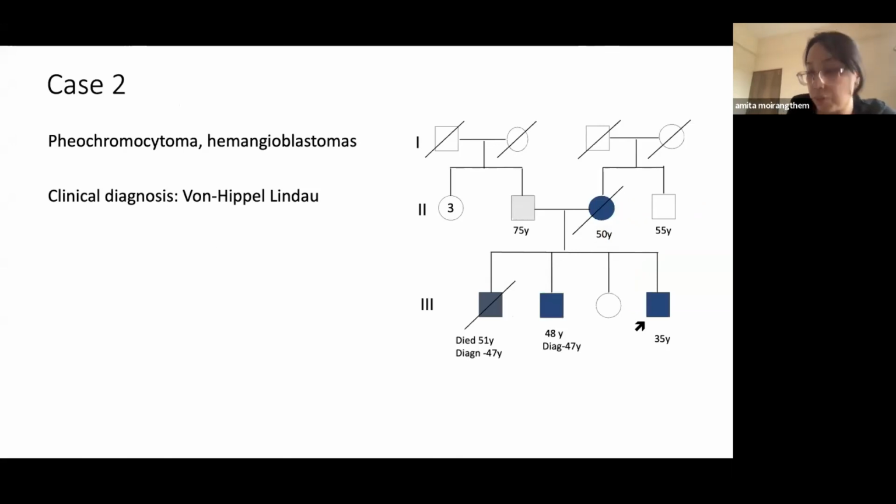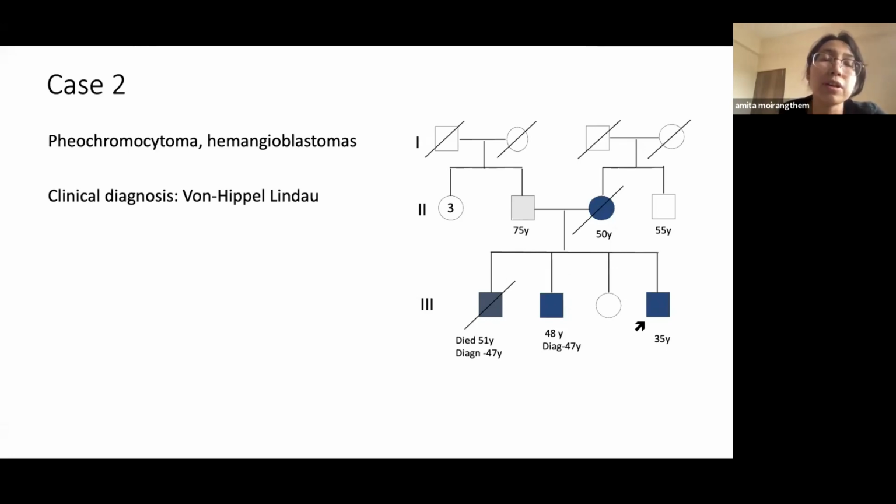To understand which test we should choose, I'll go on to the next case here. We have this family where a 35-year-old man came to us with pheochromocytoma, bilateral, and cerebellar and retinal hemangioblastomas, and a diagnosis of von Hippel-Lindau was made. Subsequently, from the family history, we could identify many similarly affected or presumably affected family members, and they wanted to undergo genetic testing for management as well as pre-symptomatic testing of other family members.